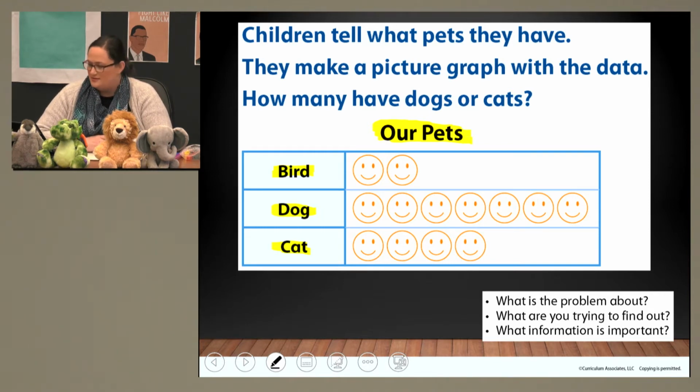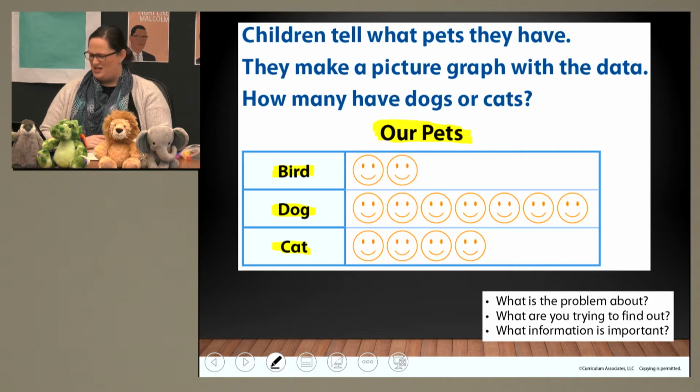What else? What are you noticing? 2 people have birds. 4 people have cats. 7 people have dogs. That's a lot of dogs. Let's read the question. Children tell what pets they have. They make a picture graph with the data. How many have dogs or cats?